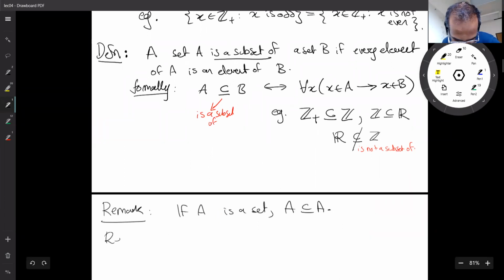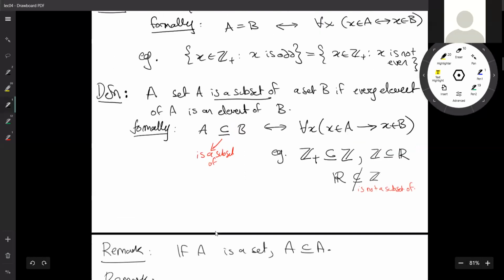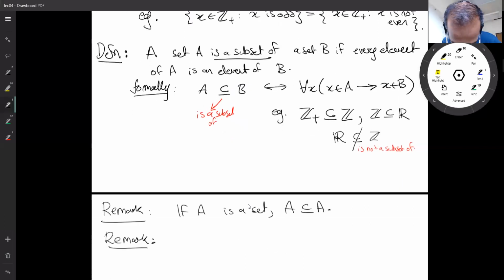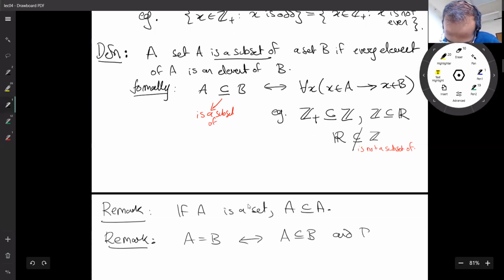And in fact, here's another important remark, or actually, go on. Somebody was saying something. So then is the only way two sets can be subsets of each other if they're the same set? Yeah, that's a great point, which we'll be using a lot. A is equal to B if and only if A is a subset of B and B is a subset of A.